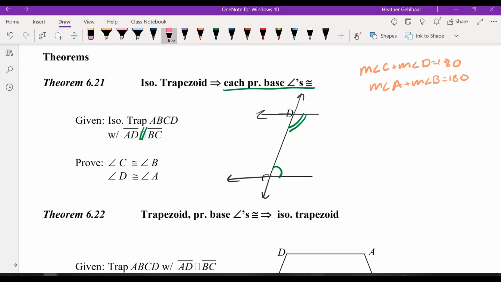This angle here, angle C and angle D, those are consecutive angles. Remember our parallel lines, alternate interior, alternate exterior? Those are consecutive. So we know if we add those up, they're going to equal 180. So remember, because of those parallel lines, you know those are going to be consecutive, and you can add them and set equal to 180.